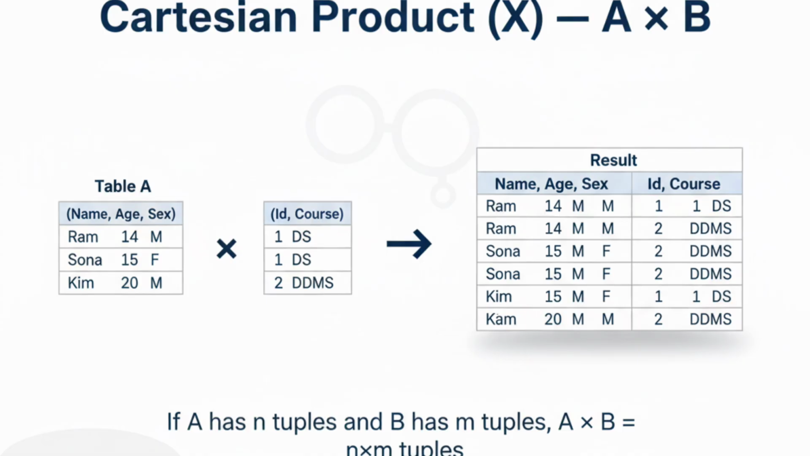The key difference between Cartesian product and join is that Cartesian product gives all combinations, while join applies a condition on top of it to keep only meaningful combinations. Hence, join equals Cartesian product plus condition.